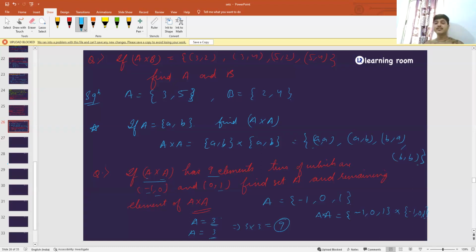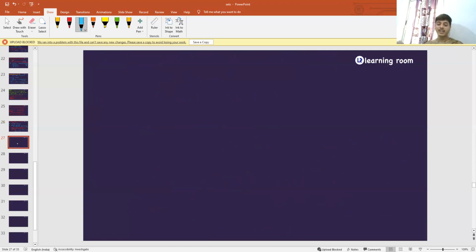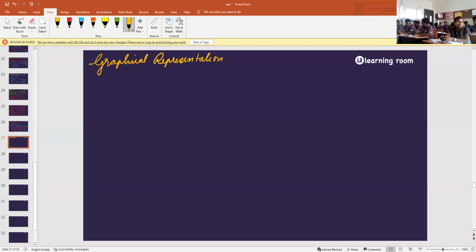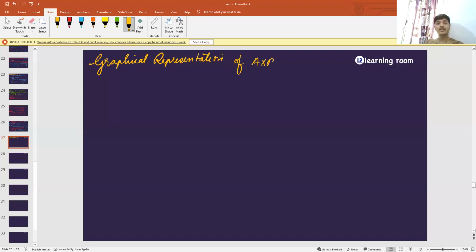Shall we change the page? Yes, sir. Okay. Next, we'll be seeing the graphical representation, or arrow diagram, as it is called. Graphical representation of A cross B and B cross A. How do we do that? See here. For example, A is the set {-1, 2, 4} and B is the set {1, 3}. So graphically, we can represent it.